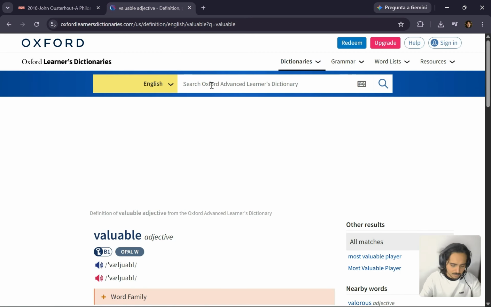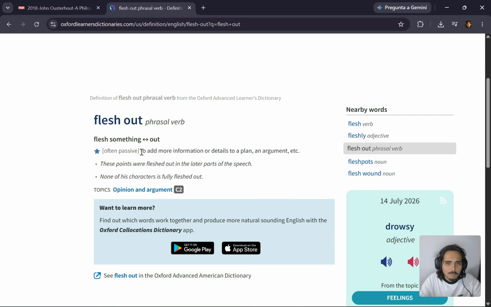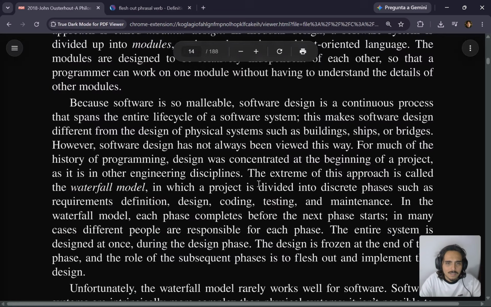Well, I don't know this phrasal verb, flesh out. To add more information or details to a plan or argument. Okay, it's like develop. The design is frozen at the end of this phase.